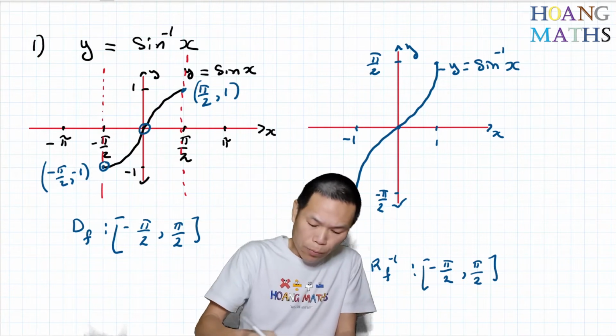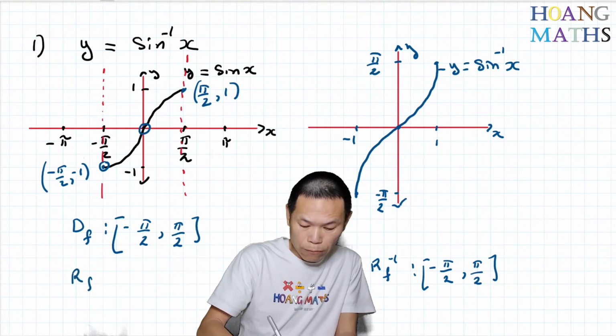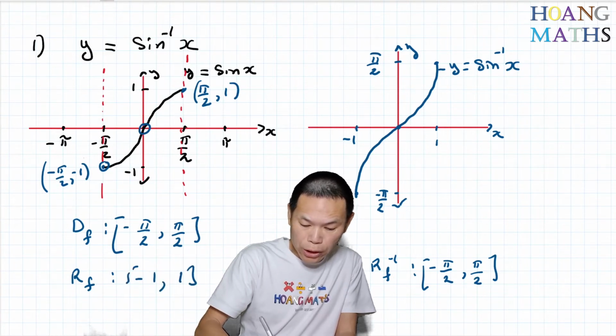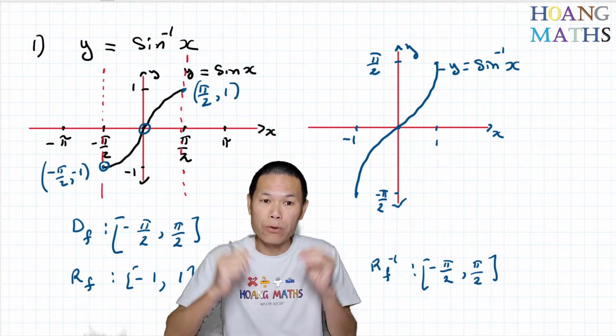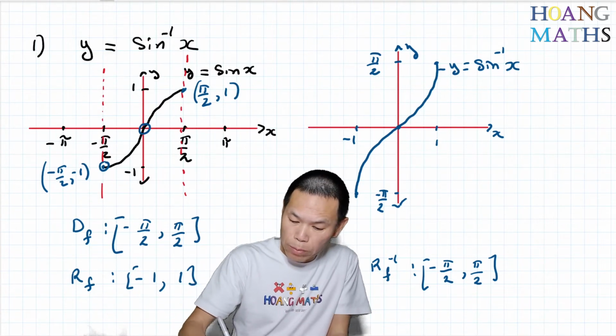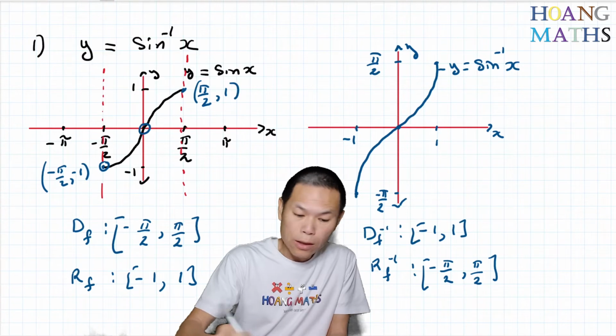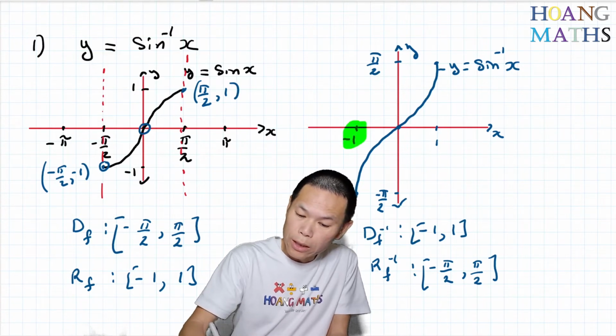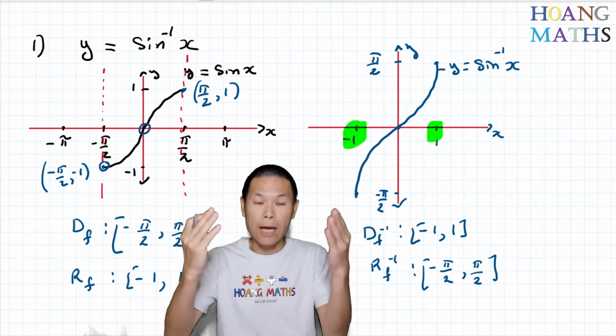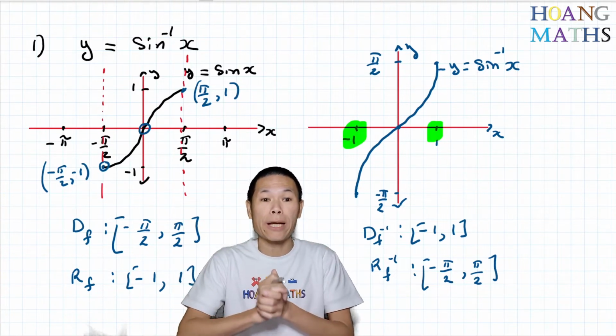And for the range of the function, we have negative 1 to 1. Range is the restriction of the y value, remember that. So therefore, this will become the domain of the inverse function. So therefore, the domain of this inverse sine is negative 1 to 1. Otherwise, of course, you can just look at the domain of the inverse graph and you can see that. Please keep that in mind.